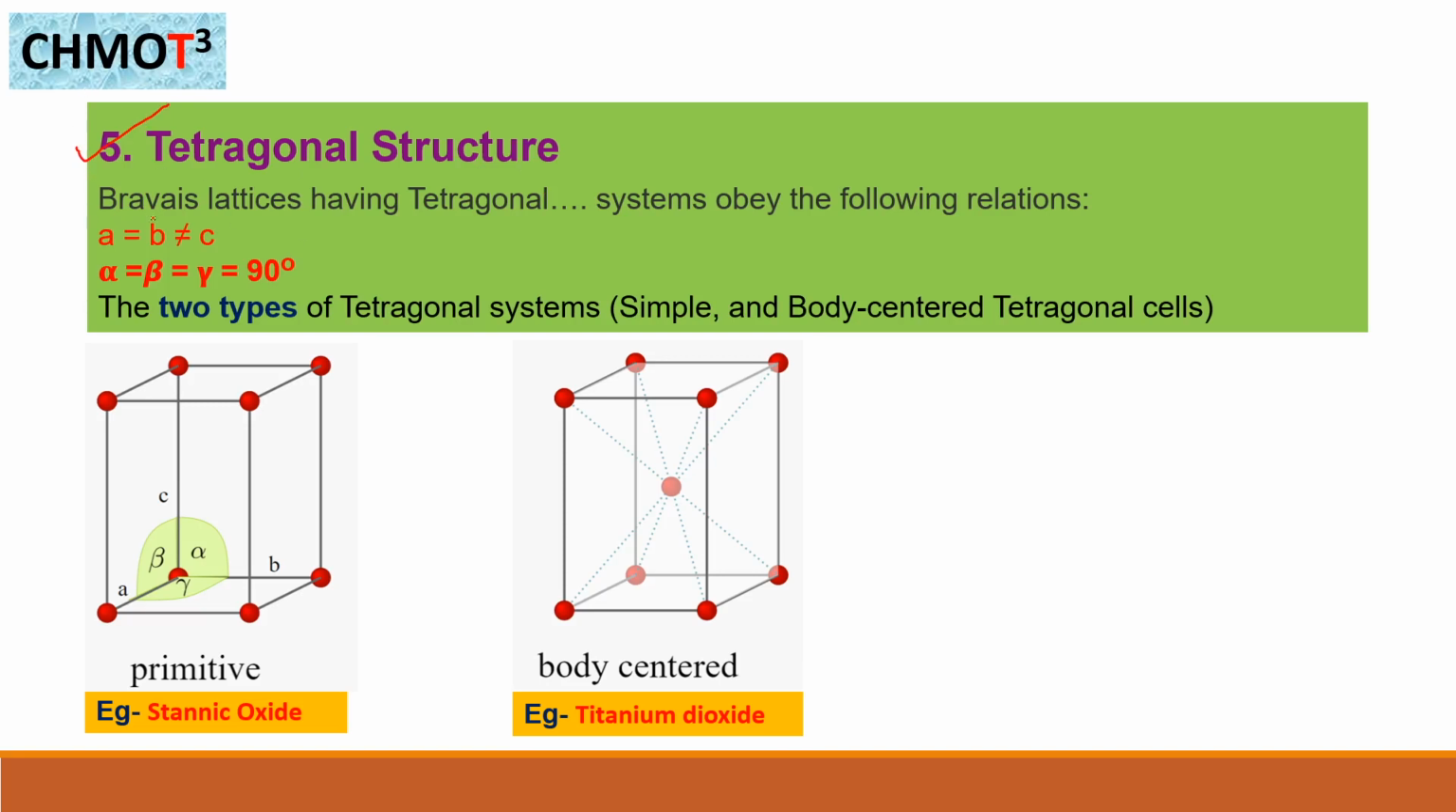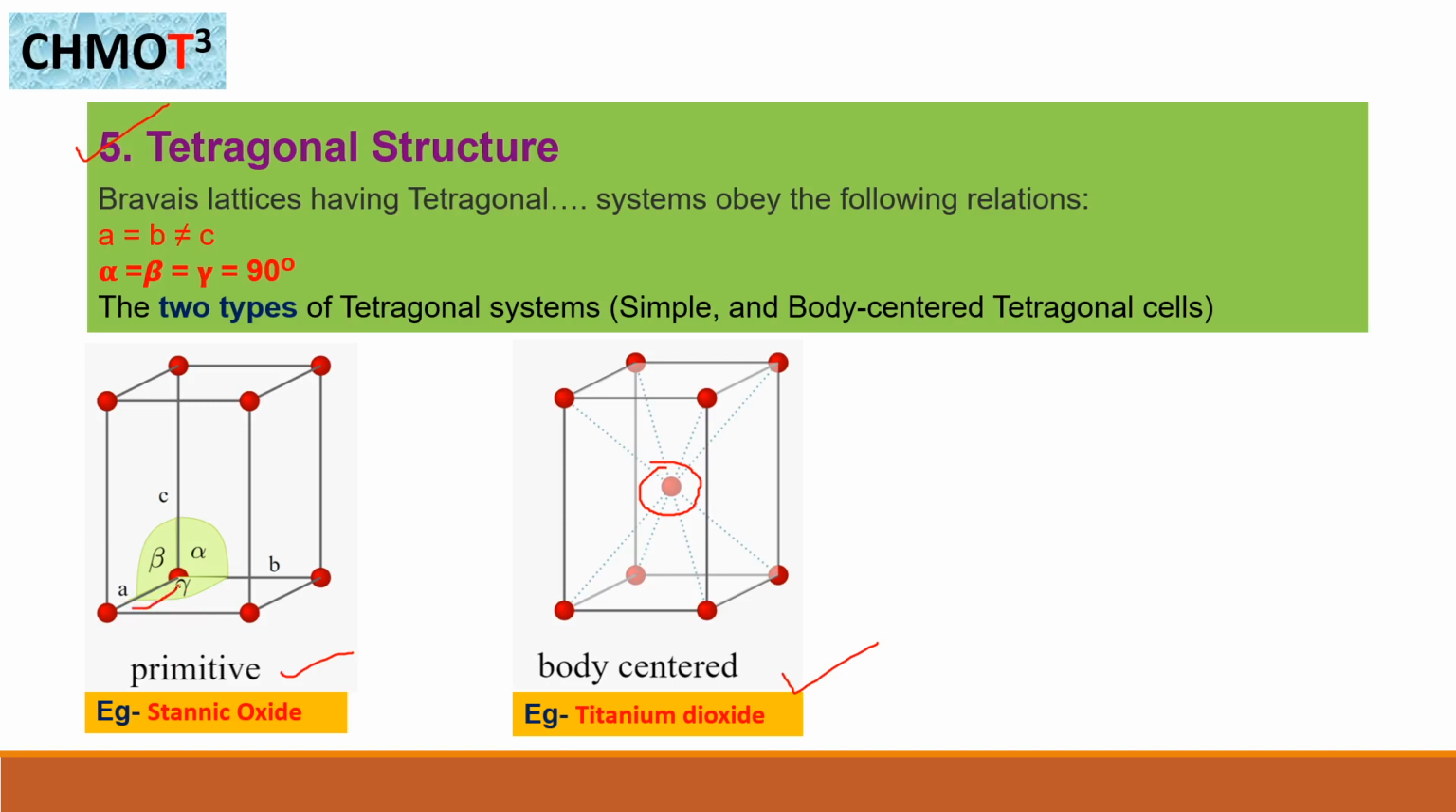So Bravais lattice having a tetragonal structure, or tetragonal system, obeys the following relation. This is the primitive tetragonal structure, and another one is the body centered tetragonal structure. I already explained the body centered. Here A is equal to B in the tetragonal structure.